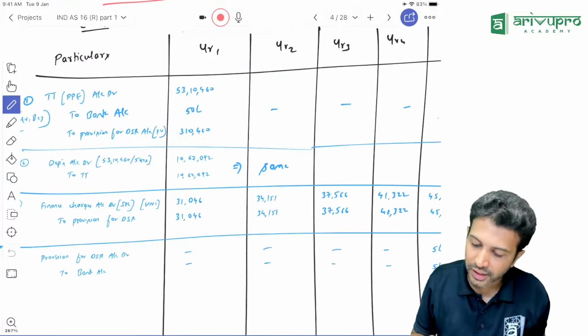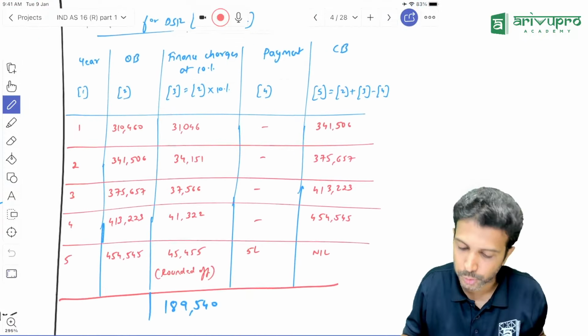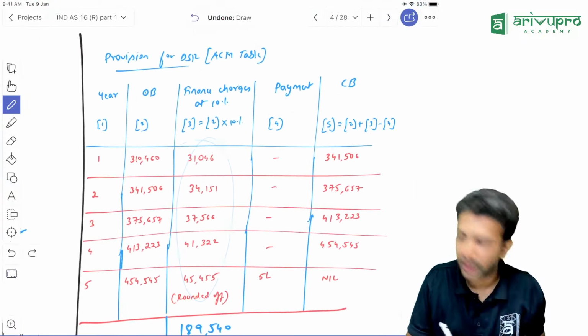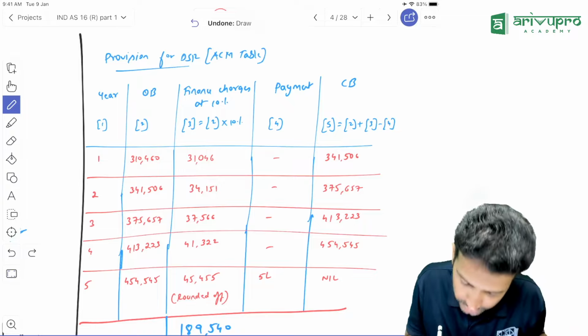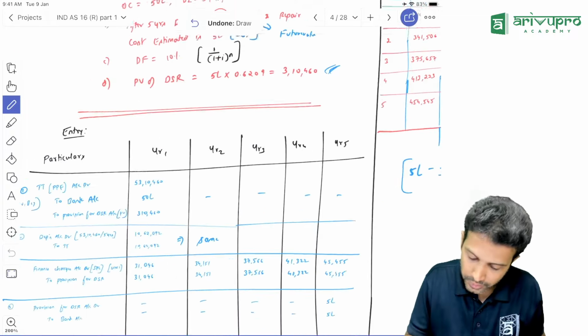And how much is every year's interest charge? This table will give you that. This table gives you every year's interest charge. Like, the first year's interest charge is how much? 31,046. Second year's is 34,151. This is what I've done.